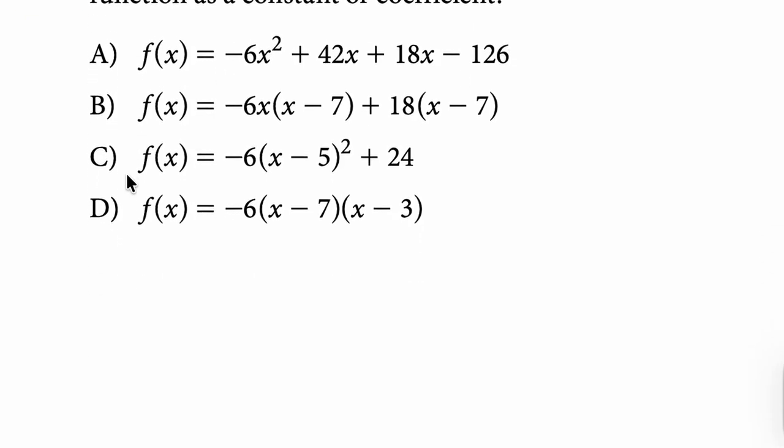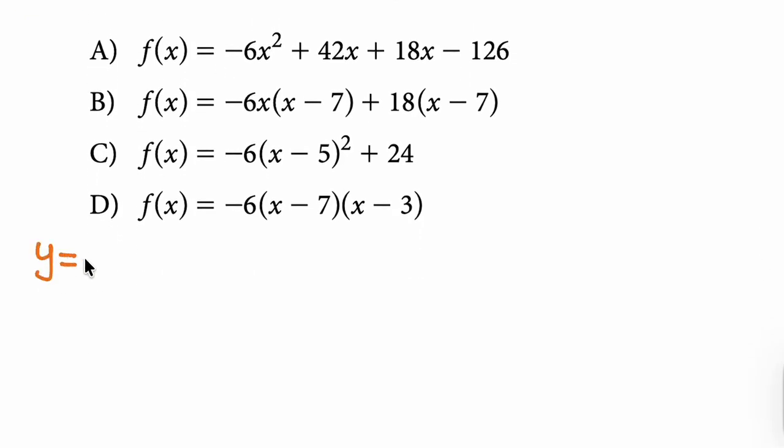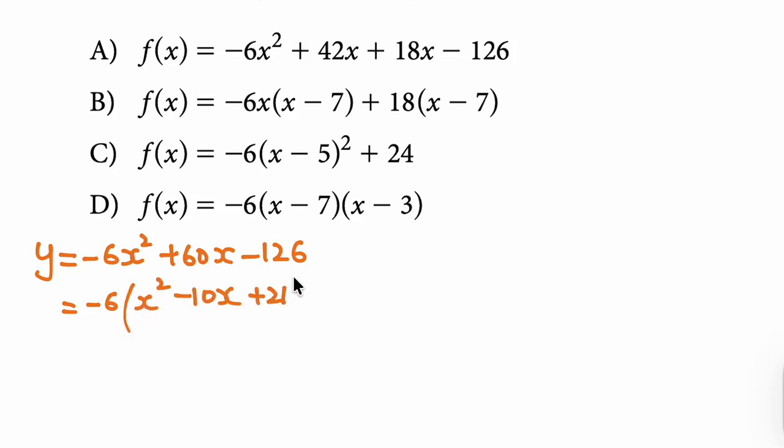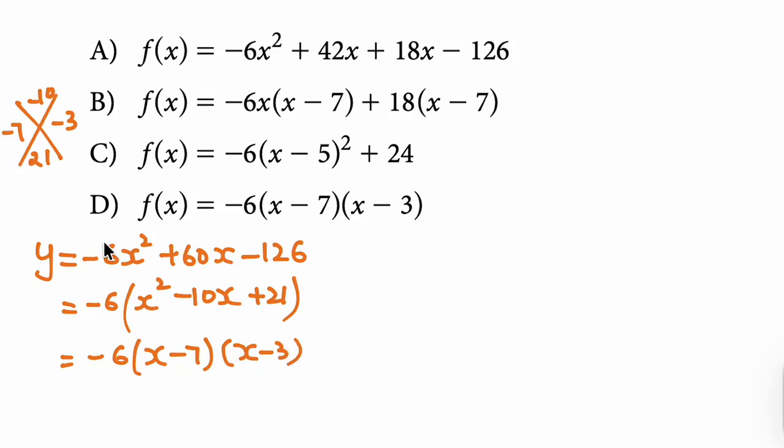Now let's solve it first. My equation is y is equal to negative 6x squared plus 60x minus 126. If I take negative 6 common, I'm left with this. I can see that if I solve by the AC method, negative 10 and 21 can be the two numbers, so we can do middle term splitting. Okay, D can be the right option, but it's not.